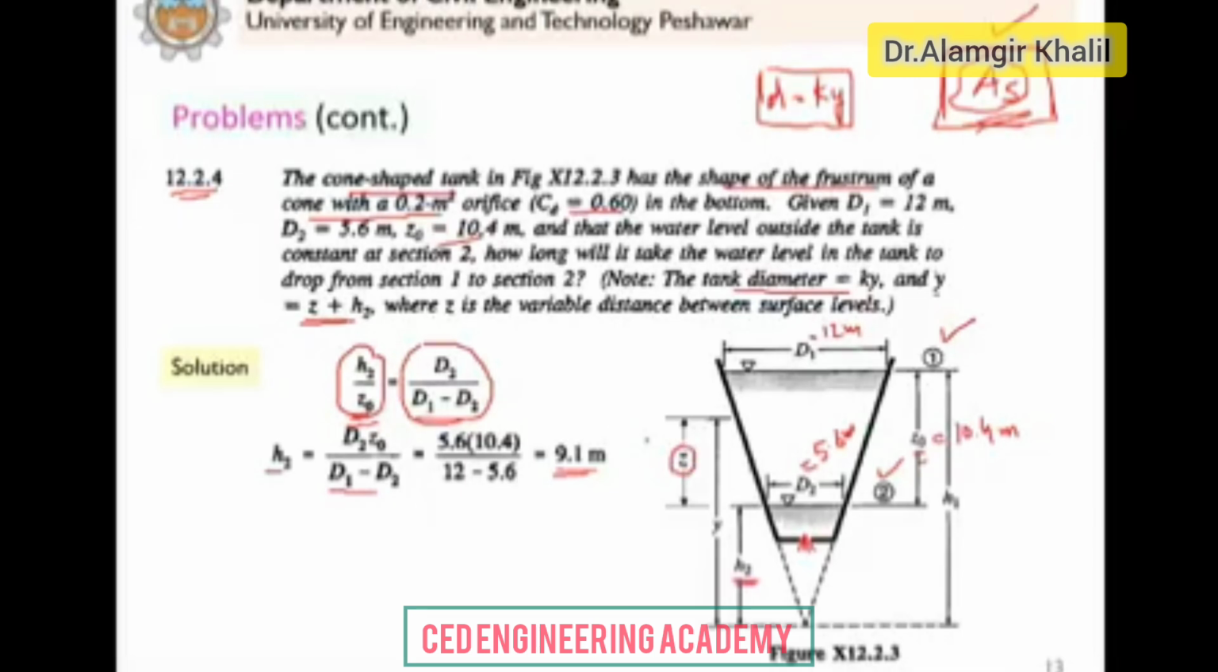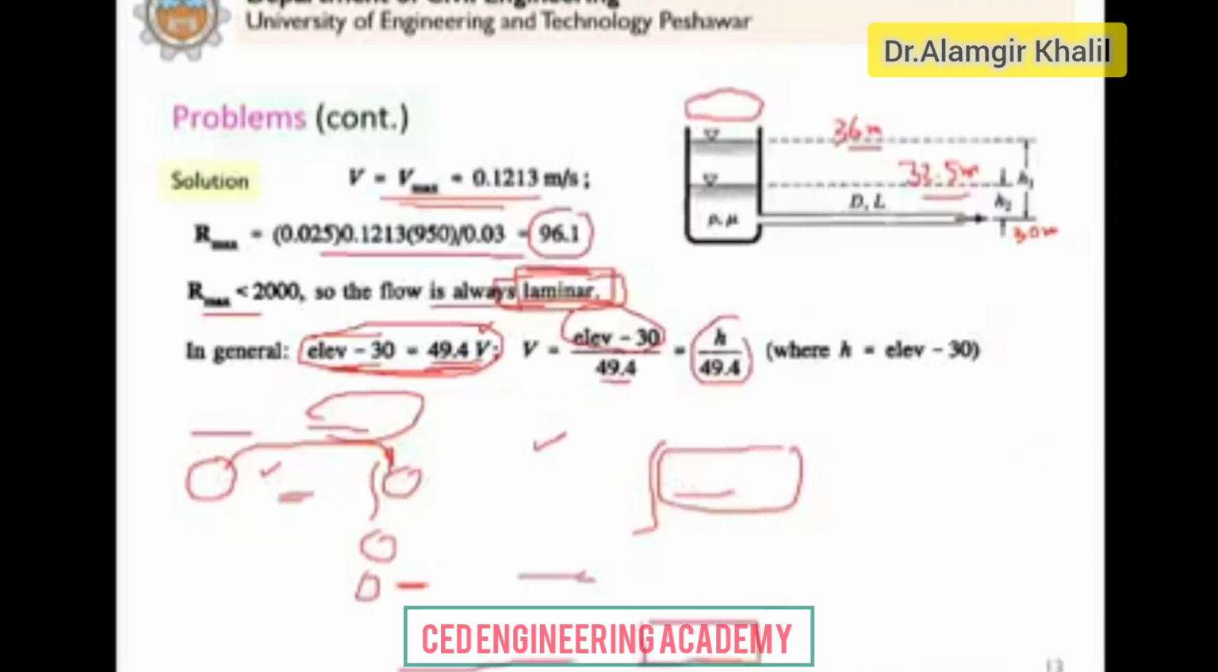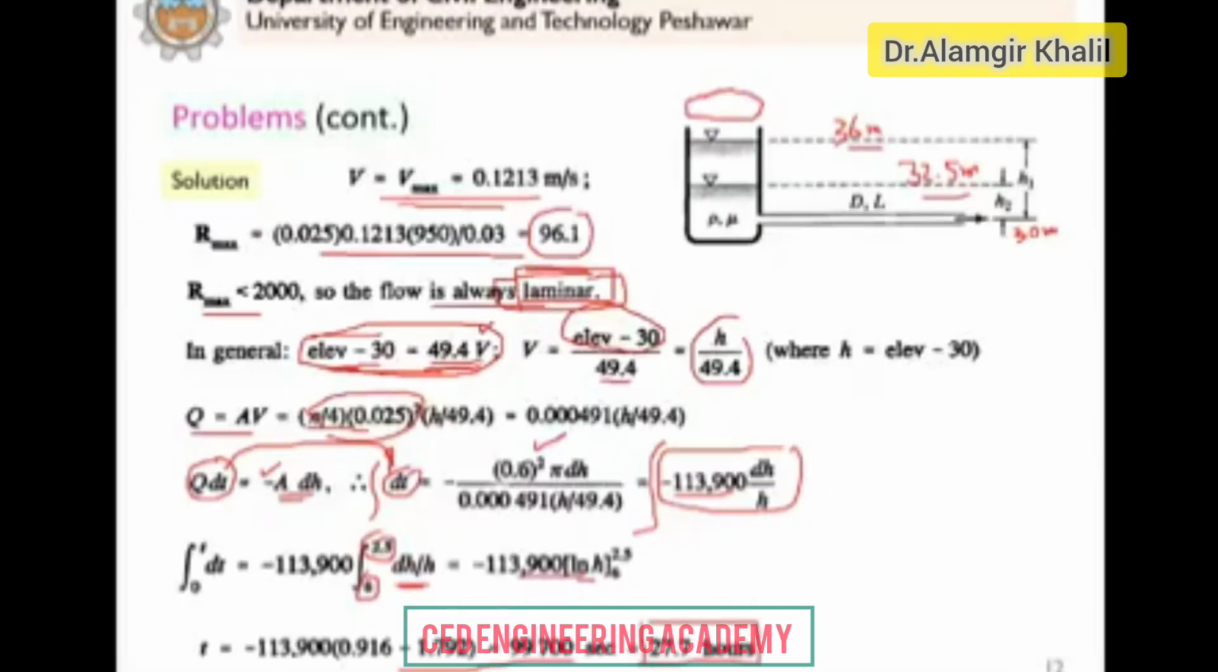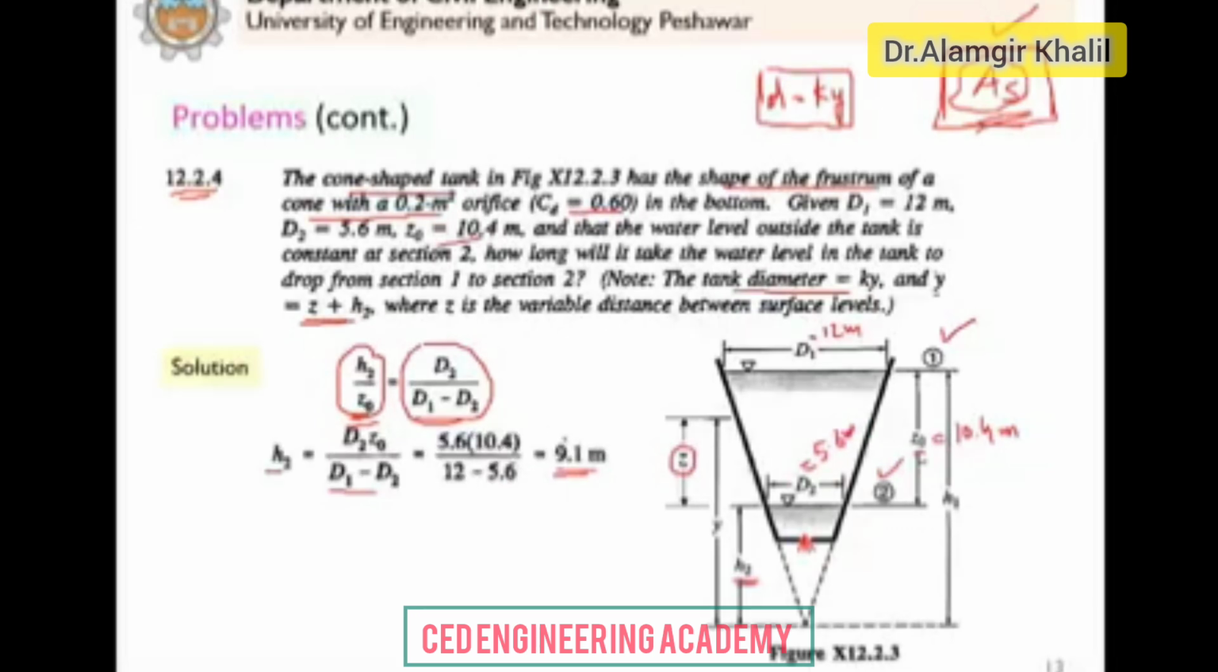And we have to express the area in terms of Z. Why? Because in this equation we have dz. So if you want to evaluate the integral, you have to express the variables in terms of Z. That's why we are doing this. We have to now express this area in terms of Z. So now your H2 is 9.1 meter, and Y is Z plus H2. Z is variable, so Z plus 9.1.